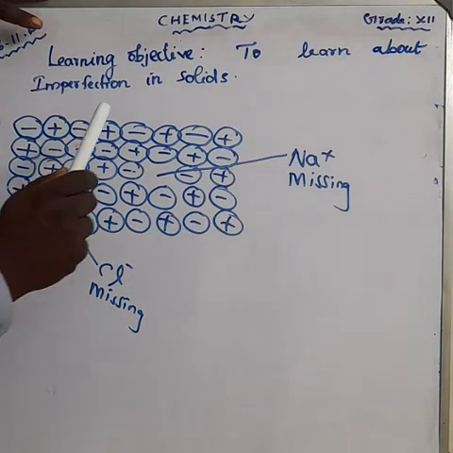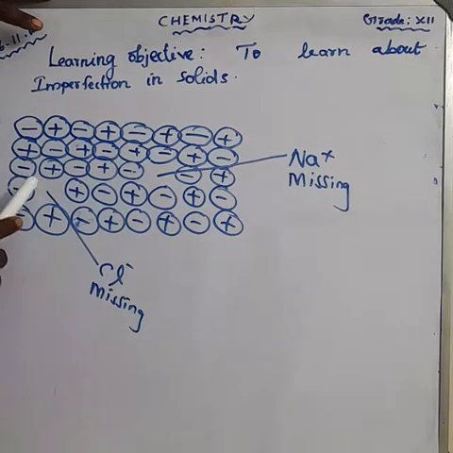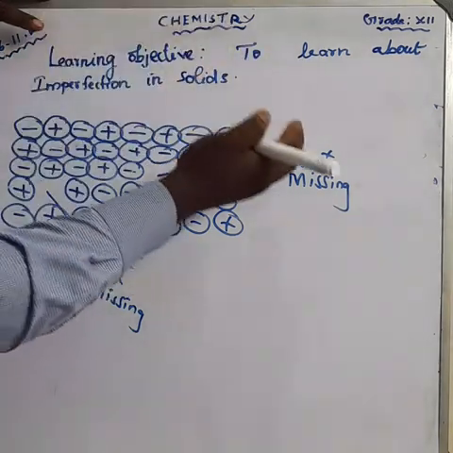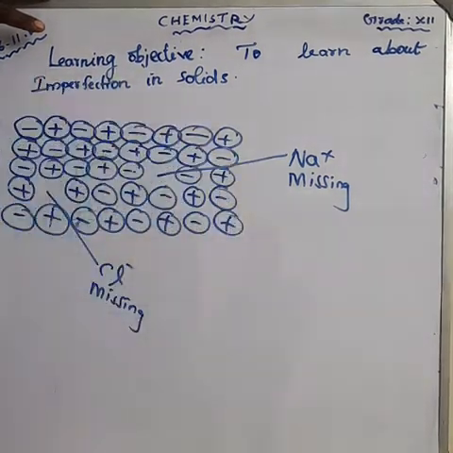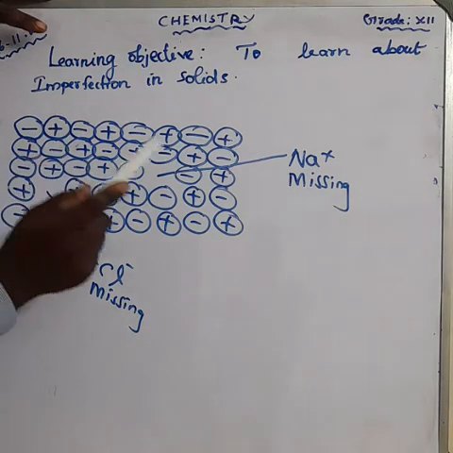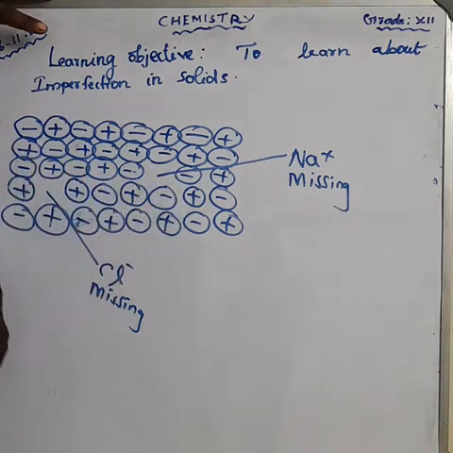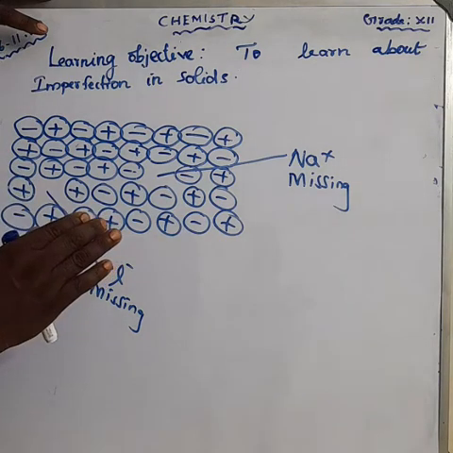It is not only one positive missing, and not only one negative. There is one positive and one negative missing. One cation and one anion are missing. Can you understand? So this effect does not change the stoichiometry of the crystal. Stoichiometry means balanced. Am I right?